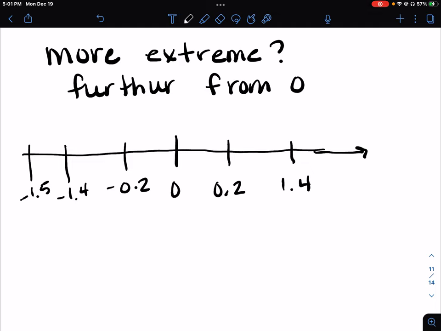What's more extreme for a Z-score? We're talking about Z-scores. More extreme means further from 0. So the further you go from 0, the more extreme it is. Okay, so if you look on the right side of that number line, 1.4 is more extreme than 0.2. On that left side, negative 1.5 is more extreme than negative 1.4. Okay, it means how far something is, how different it is from the average.